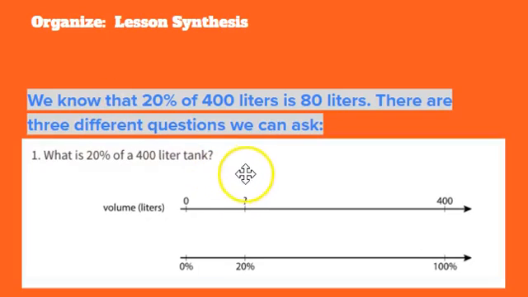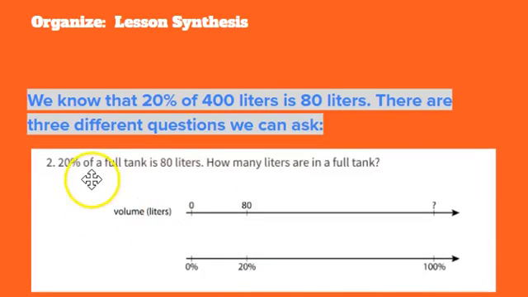So when we're talking about percentages, if you know these 3 pieces of information, they are what you're going to need for 3 different types of questions. First one here, we've got 20% of a 400-liter tank. What is that? That's going to be 80, right? Because to go from the 100 to the 20, you divide by 5. So same thing, you're going to divide by 5 or multiply by 1/5. 20% of the full tank is 80 liters.